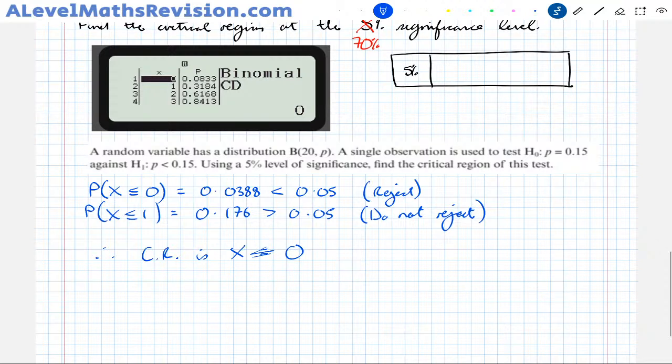Technically, I could write x less than or equal to 0 and get away with it as well, because it only goes down to 0. But the only observation that would lead you to rejection would be x equals 0.